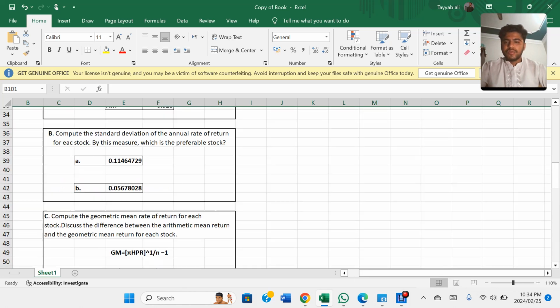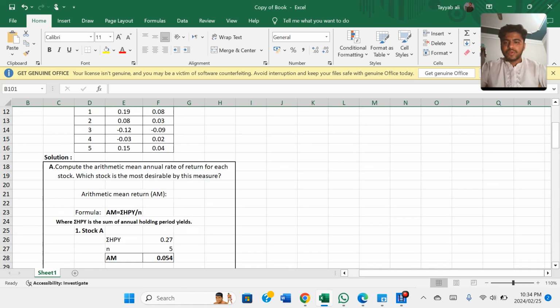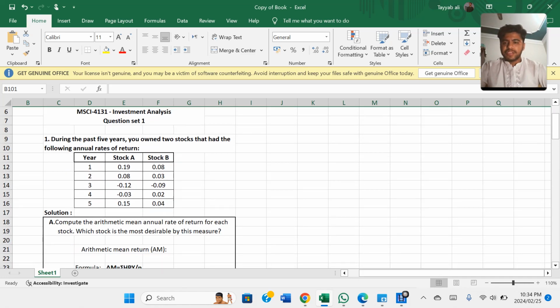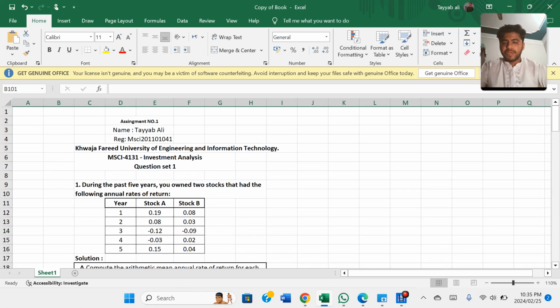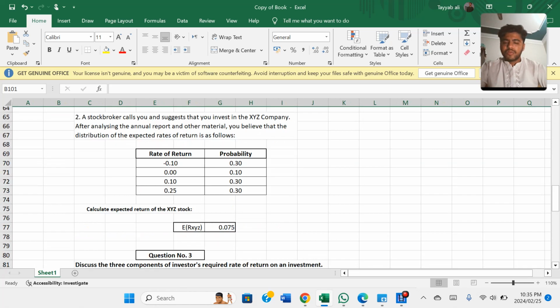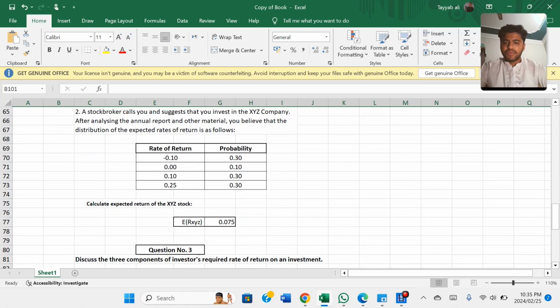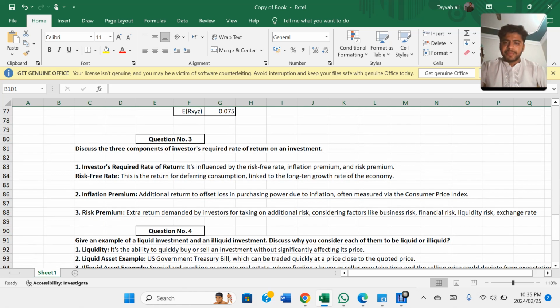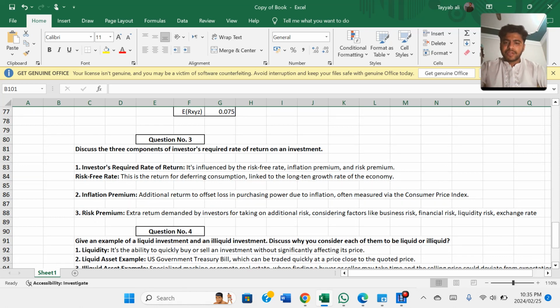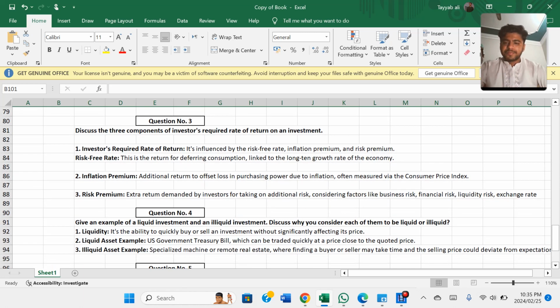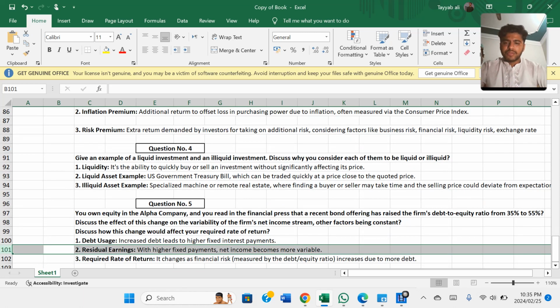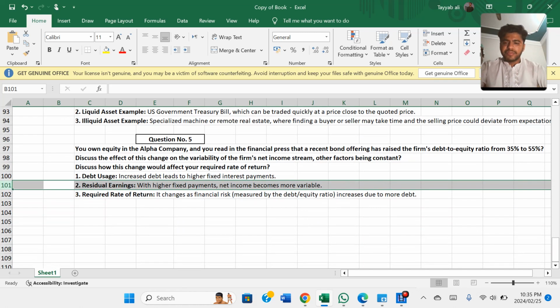Today my presentation topic is investment analysis, and we explained question number 1, arithmetic means and geometric means, standard deviations, and question number 2, expected return of XYZ stock, and question number 3, three components of investors' required return, and question number 4, examples of liquid and illiquid investments, and question number 5.